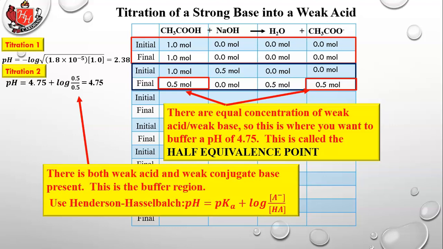If you wanted to buffer your solution at around 8.2, you'd look up an acid that has a pKa of 8.2. You want the pKa to equal the pH. That's the weak acid that you want to choose for your buffer. Okay, so we're going to push on here. This is a slide you should really study. Be sure you understand what the half equivalence point is and what the significance of it is in terms of creating a buffer.